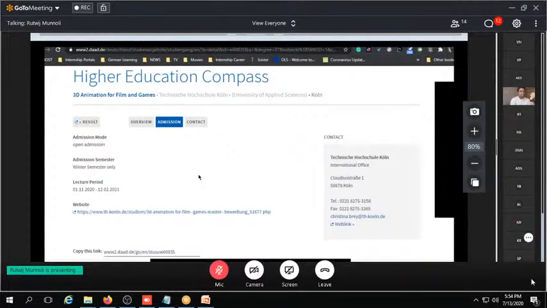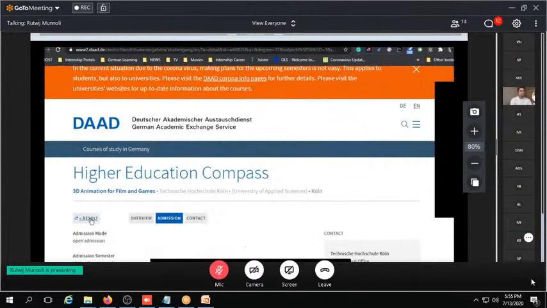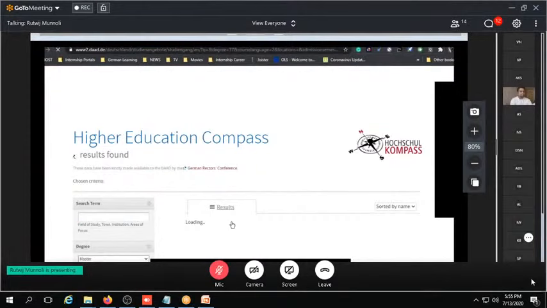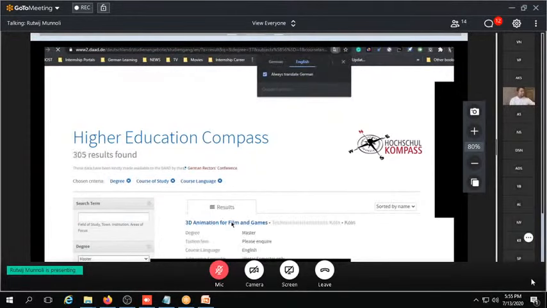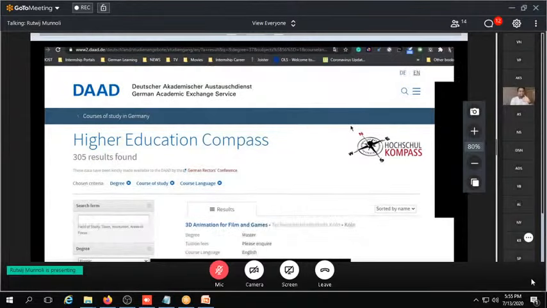In admission criteria, you will see this is open admission. Open admission means non-restricted admission, and it's only for winter semester. From here, you can see different results, and you can start your application process from this website. I have gone through this website so many times during my application process, that's why I'm suggesting this website. This is actually the official website provided by Germany. So just go through this once.